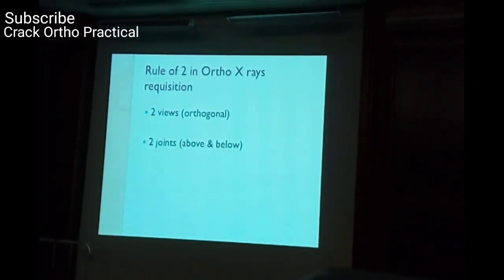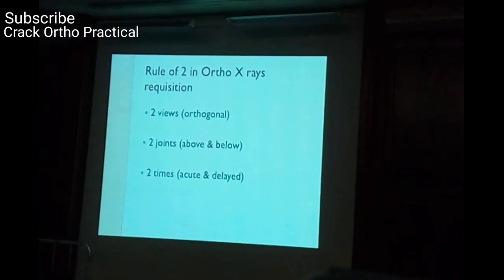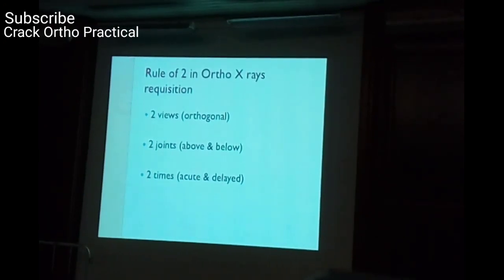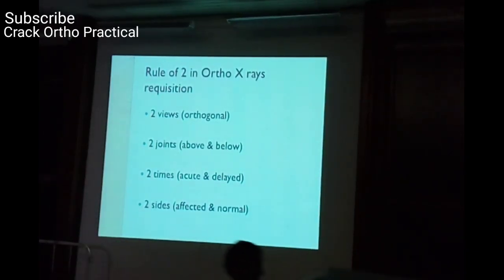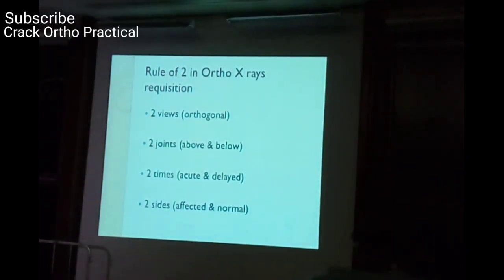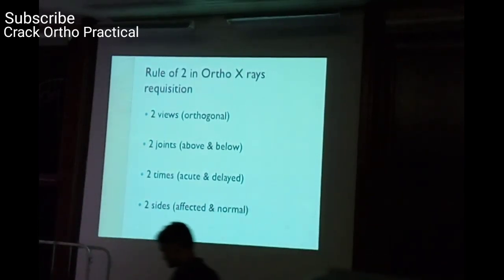We have to include 2 joints, that is 1 joint above and 1 joint below. Sometimes you have to take X-rays serially, at one time and after some time, after a week or after 3 days, after 4 days, so acute and delayed. And in pediatric cases, sometimes we need to take X-rays of both sides, normal and affected.